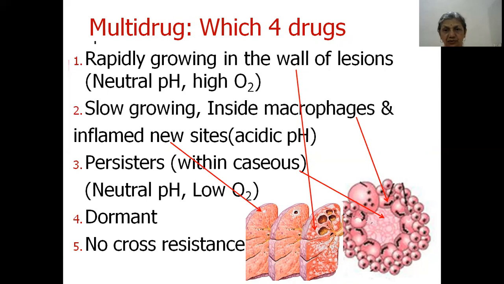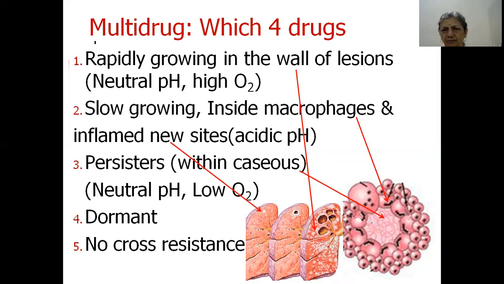Another important consideration while choosing these 4 drugs is there should be no cross resistance. And this is a rule for choosing multiple drugs for any infection. Because if there is cross resistance between these primary drugs which are being used, if one is lost, all 4 would be lost. So this is another important criteria. There should be no cross resistance between the 4 drugs chosen as first line treatments.